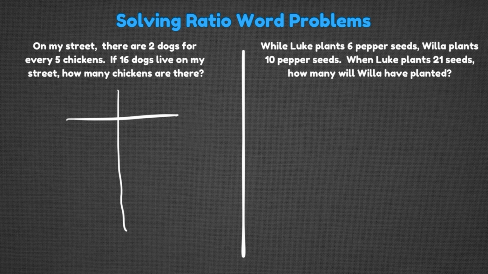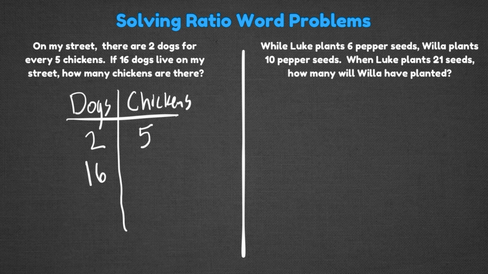So let's look here. The first thing they give us is dogs, and then we have chickens. It's helpful to put the information in the order that it's given to us in the problem. So let's see. For every 2 dogs, there are 5 chickens. And if we have 16 dogs living on the street, how many chickens are there?